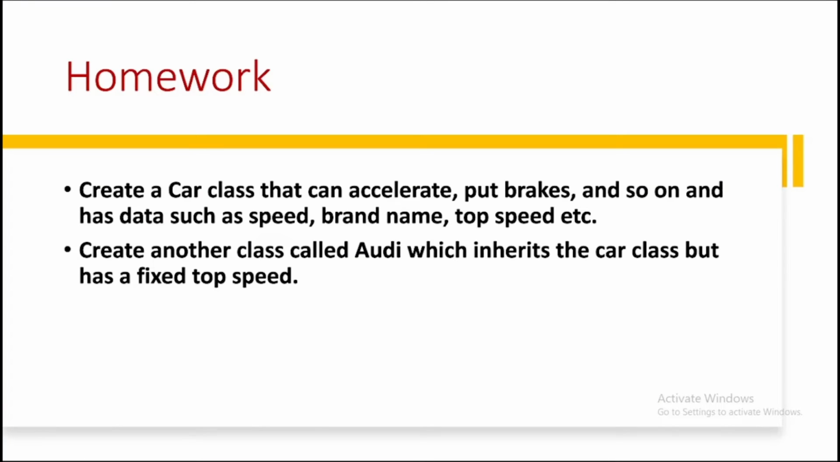So let me give you the homework. You should create a class called car that should be able to accelerate, put brakes, and so on, and it should have a top speed above which its speed cannot go. So you should have data such as speed, its brand name and the model number. It should also have the top speed above which even if it's asked to accelerate, it cannot go. And then you have to create another class called Audi, which inherits the car class but has a fixed top speed. So the top speed is also set, and it's increased a little bit. So you do not ask the user about the top speed, you automatically set it.